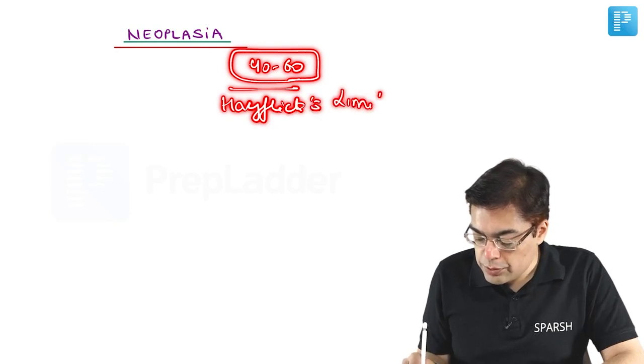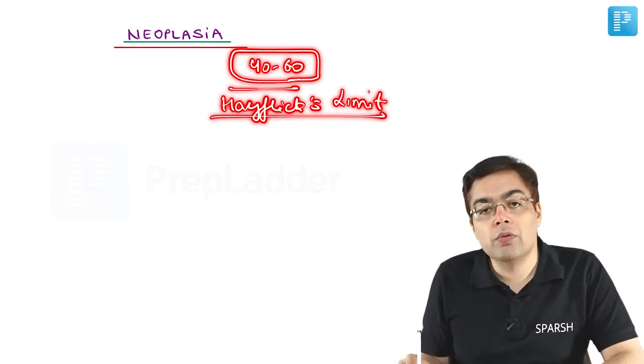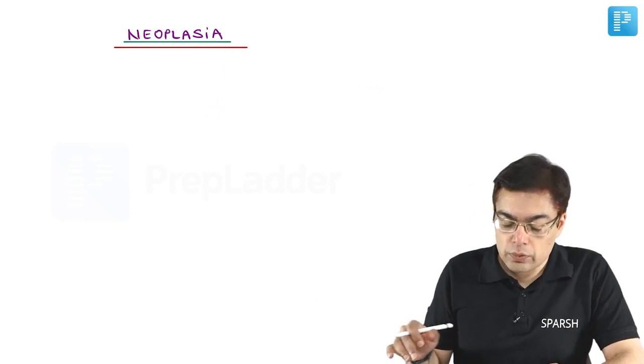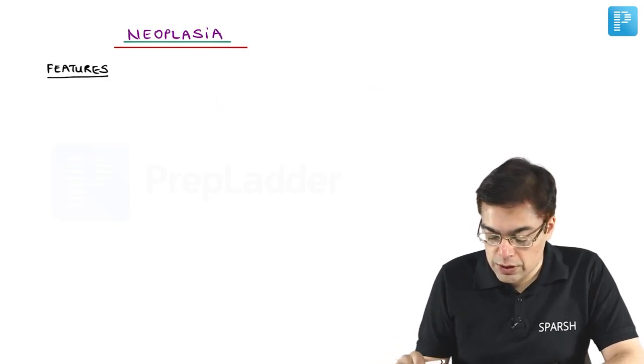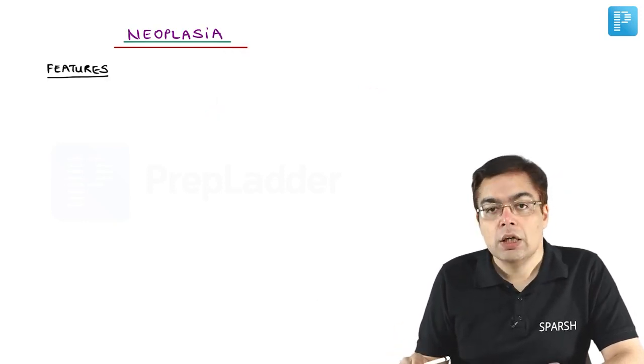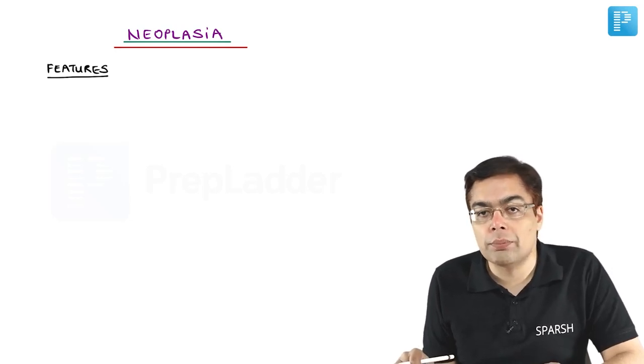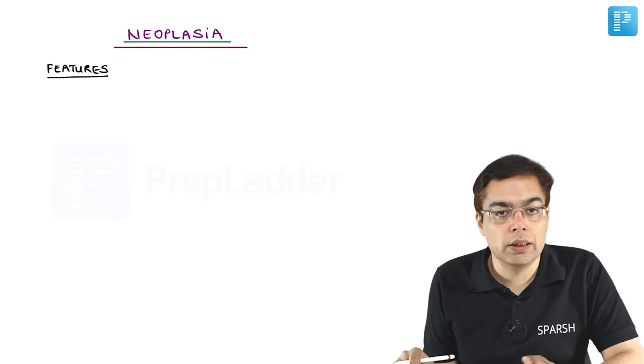But there are two important exceptions to Hayflick's limit that you must remember over here. Fact number one, stem cells, and fact number two, tumor cells. Having said that, we just need to be familiar with the salient features associated with neoplasias. So, four important features of a neoplasia that we always talk about, whether we are talking about a benign tumor or a malignant tumor.